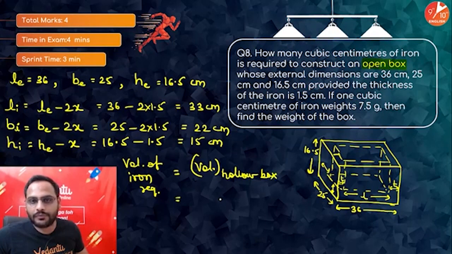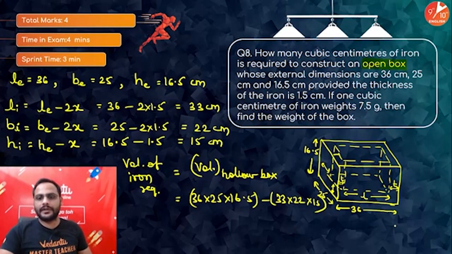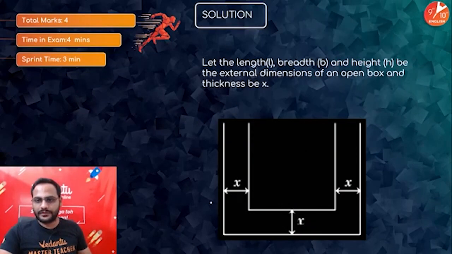So it will be equal to what? Volume of outer minus volume of inner. So 36 into 25 into 16.5 minus 33 into 22 into 15. Alright, simplify kar do, you will get your answer.